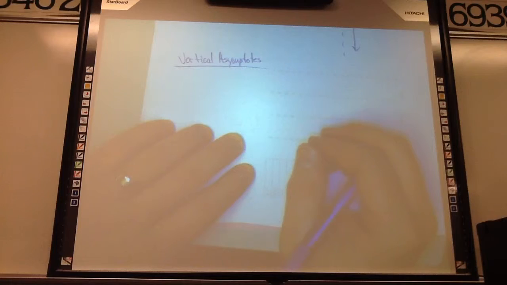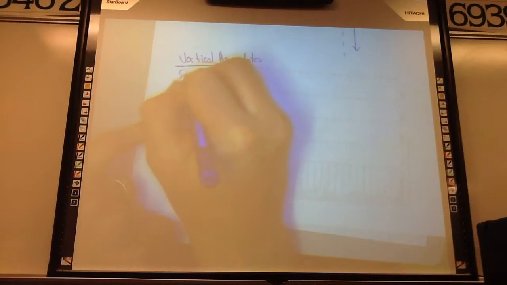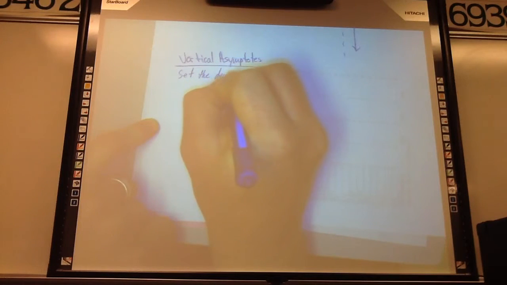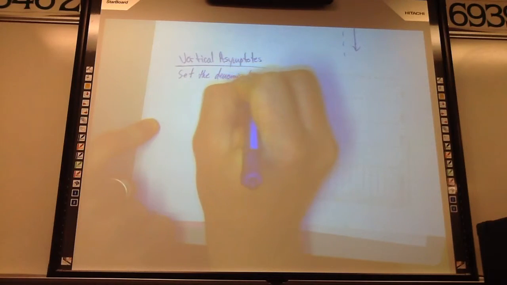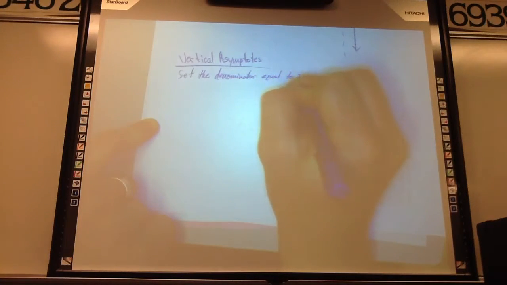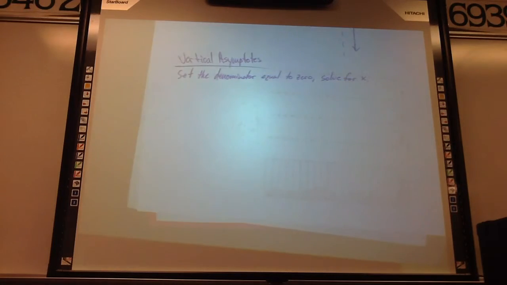I could write it like that, or I could just say, to find them, just set the denominator equal to 0. Solve for x. That's it. That's vertical asymptotes.